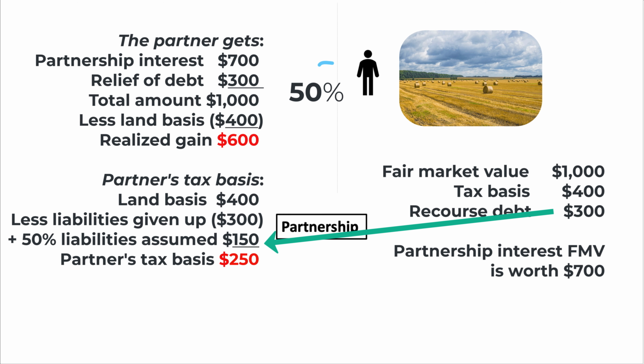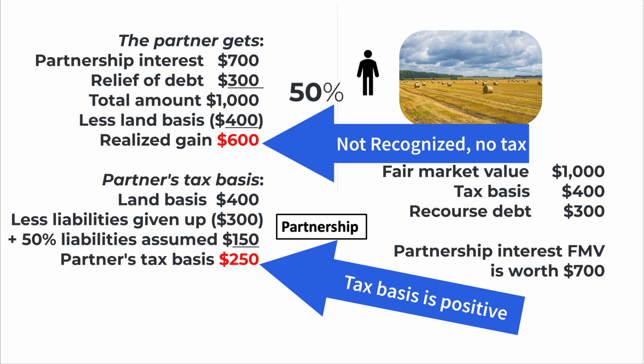Assuming he is allocated 50% of the partnership liabilities, and the partnership now has a $300 liability, partner 2 is allocated $150 of the partnership liabilities. This is considered the same as a $150 cash contribution to the partnership from partner 2. His beginning tax basis in the partnership is now $250. This is positive, so partner 2 has no taxable income on the transaction.